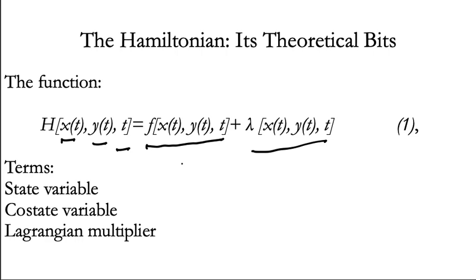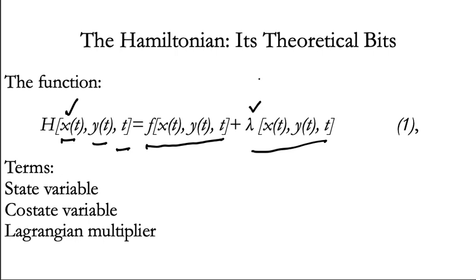All right, now there are some terms that you need to understand in the Hamiltonian. The first one is the state variable, and the last one is the Lagrangian multiplier. So when we look at the state variable, what does it mean here? The state variable in this case is actually x(t). Okay, what about the co-state variable? The co-state variable is basically the lambda.